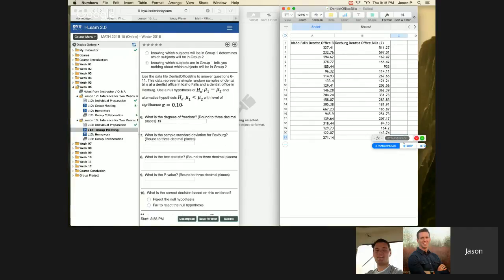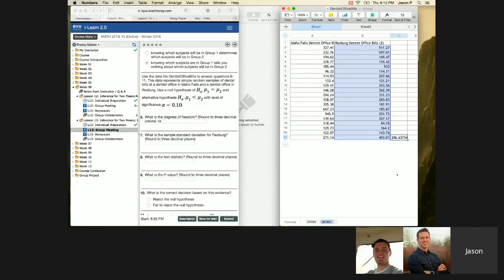STDEV, yep. And then you can just select them, or you can put in B2 through B21. B2, and you put a colon, B21. Alright. Sweet. And then hit the green arrow. There we go. 206.